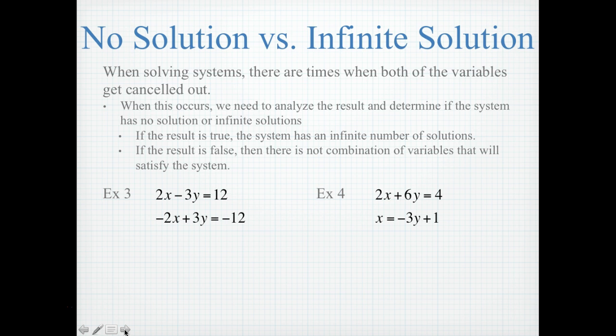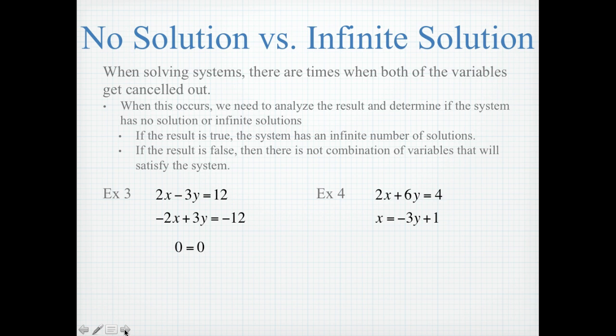So in these two examples, the first one, example 3, we have 2x minus 3y equals 12, and negative 2x plus 3y equals negative 12. Now notice both variables have opposite coefficients. So using elimination here, we see when we add the two equations together, the 2x and the negative 2x cancel out, the negative 3y and the positive 3y cancel out, giving us 0 on the left side, and the 12 and the negative 12 cancel out, giving us 0 on the right side.